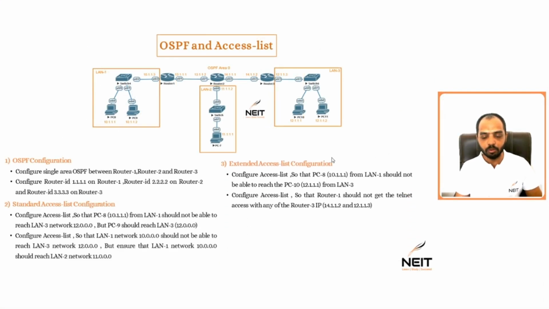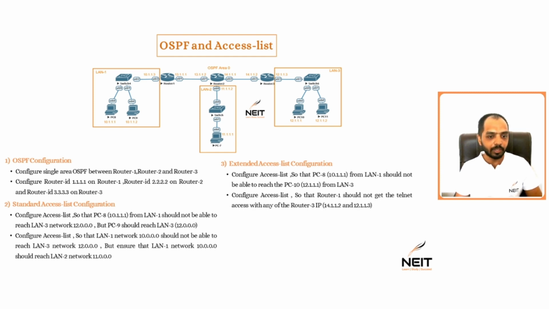Now our next task is to configure the extended access list. We have to configure it so that PC8, which is 10.1.1.1, should not be able to reach PC10, 12.1. Here we have to block the traffic from a specific source to a specific destination. Extended access list is based on the source IP address and the destination IP address.